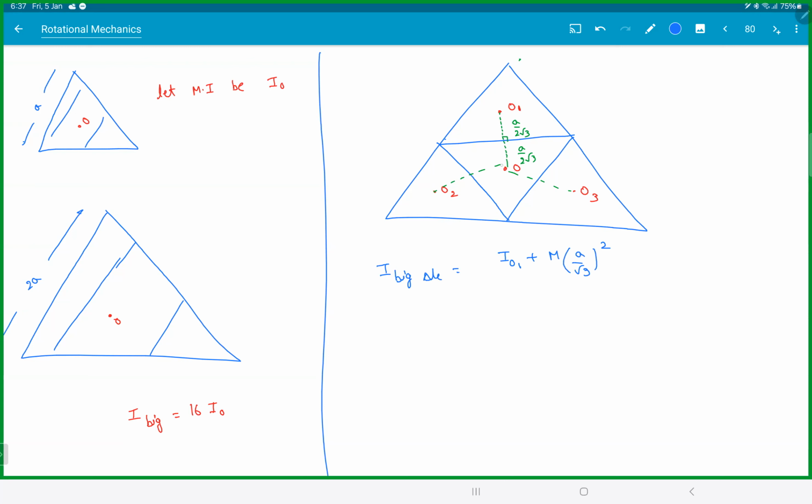Parallel axis theorem, because you want to shift about the center. Into 3 times, because there are 3 triangles plus I_O, the central triangle. Is this making sense? These are the 3 surrounding triangles, and this is the central triangle. But I know the big triangle is nothing but 16 I naught. So this would be 4 I naught plus this would be MA square. So therefore I naught will be MA square by 12.